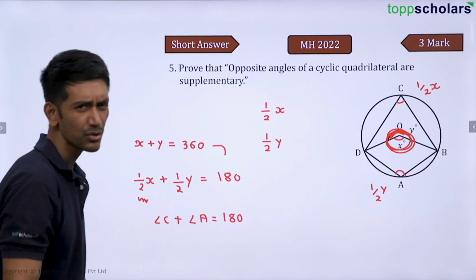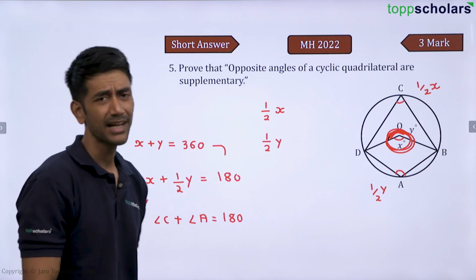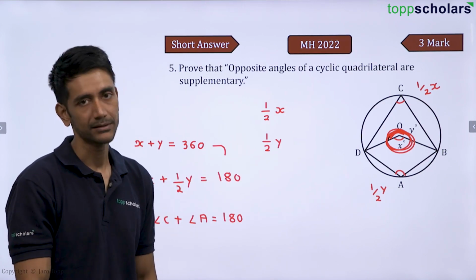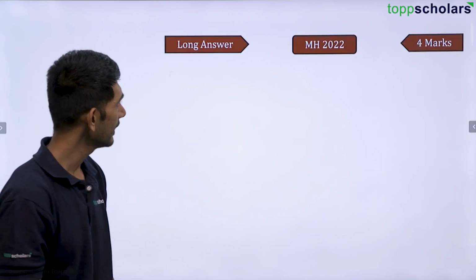You can do that. That's your choice. And this we have done by inscribed angle theorem. Same thing. It doesn't matter. You can go with any of the two methods. Perfect. Let's continue further.